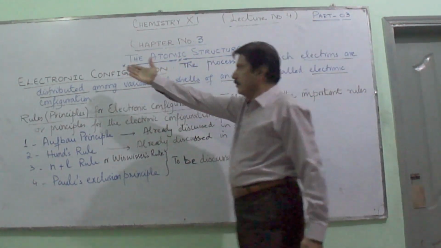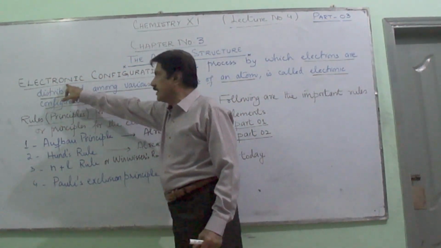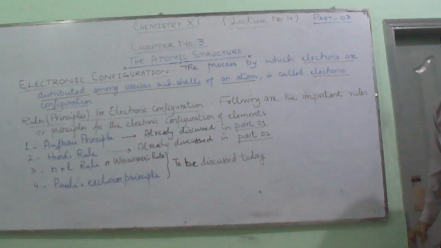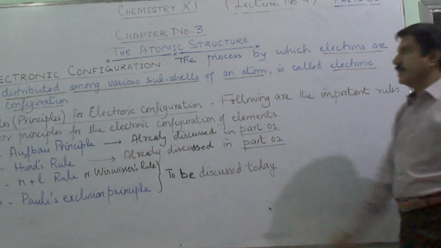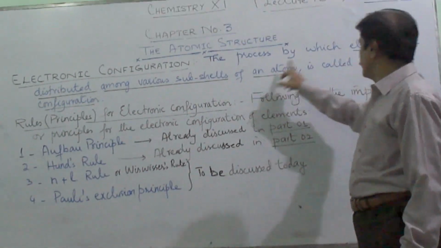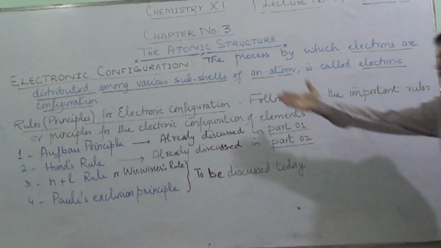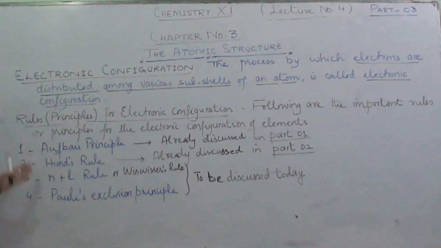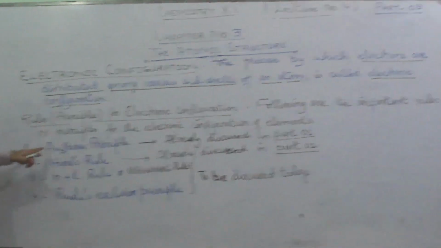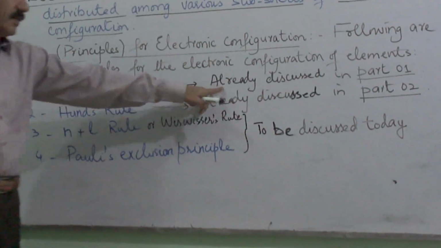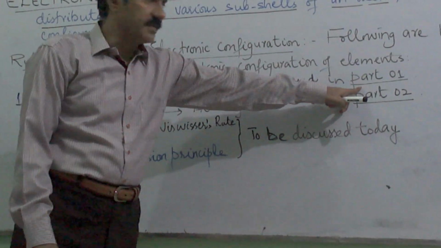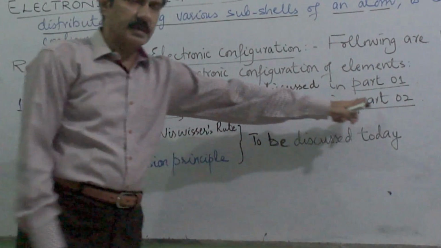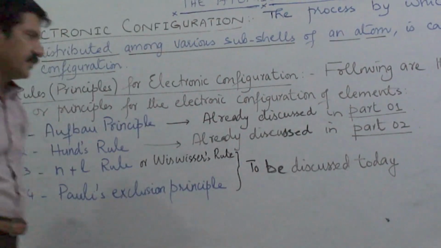Again, let us recall and refresh your memories. Electronic configuration is the process by which the electrons are distributed or added among various subshells of an atom. There are 4 basic rules or principles for building up the electronic configuration of an atom. The Aufbau principle, we have already discussed in part 1, the first lecture. Hund's rule, we discussed in part 2, the second part of the lecture.